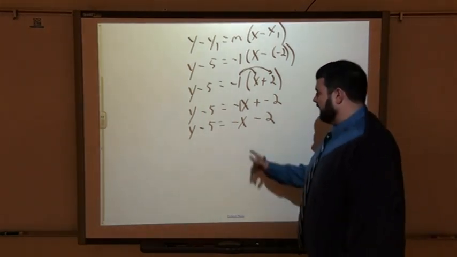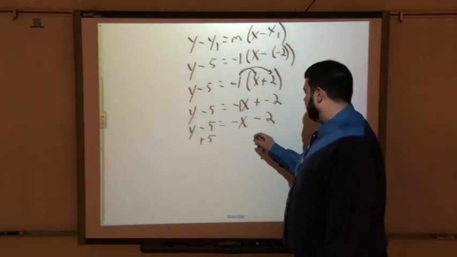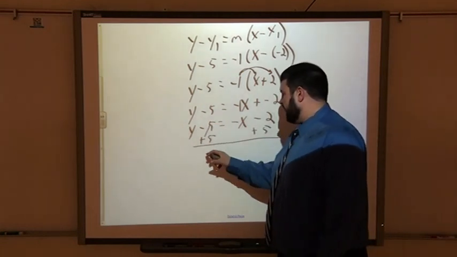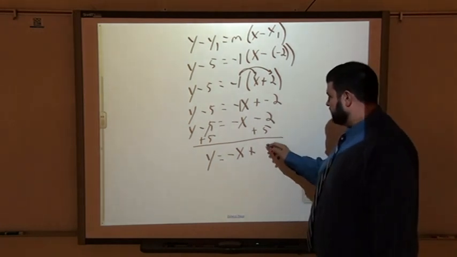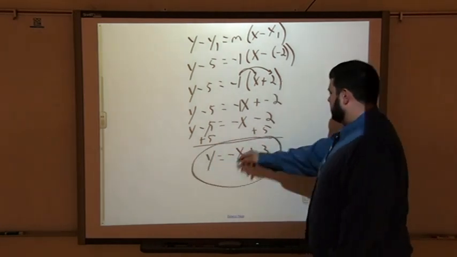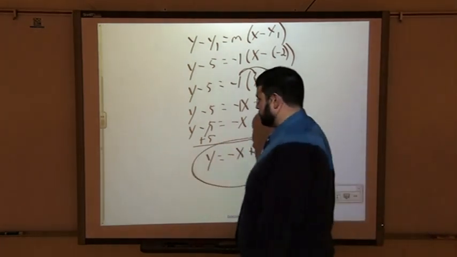Okay? Now to get the y by itself, I want to add my 5 to both sides. And I get y equals -x, -2 plus 5 gives me a +3. So that's my answer for this question.